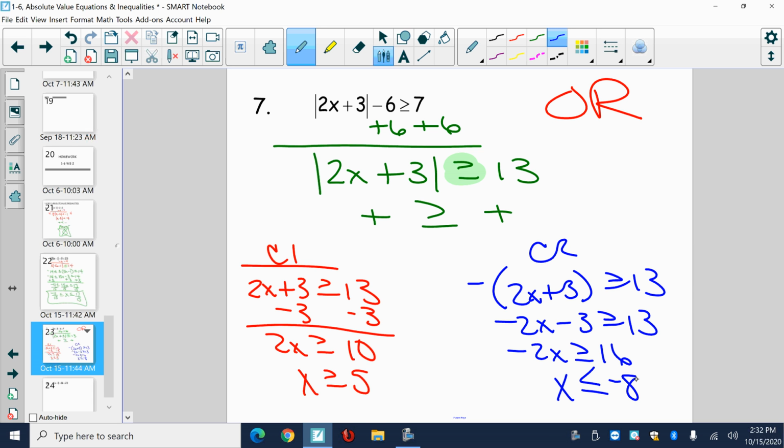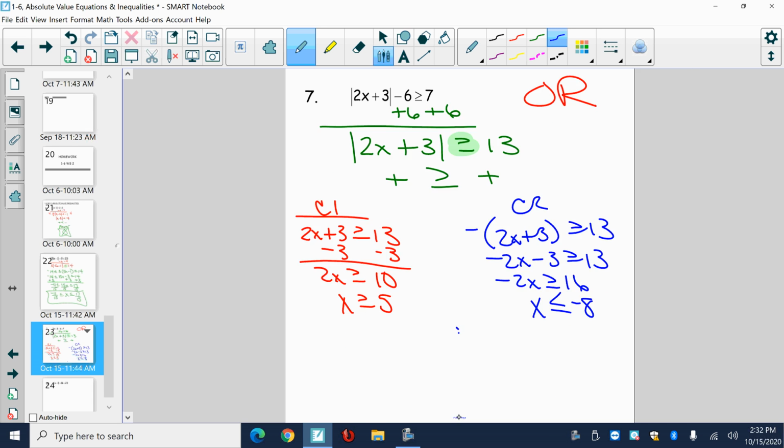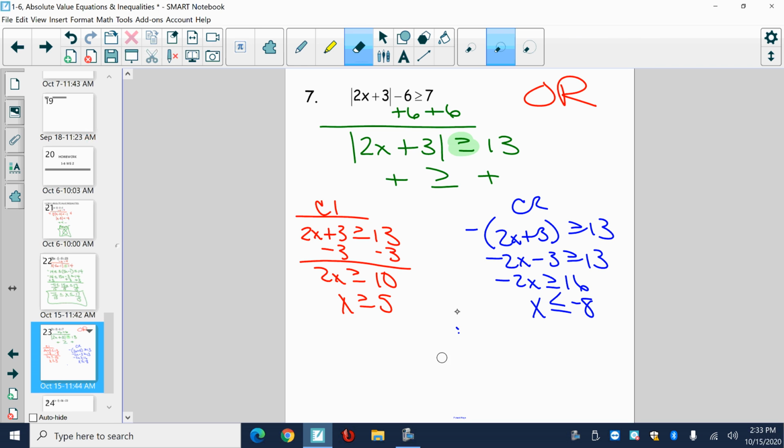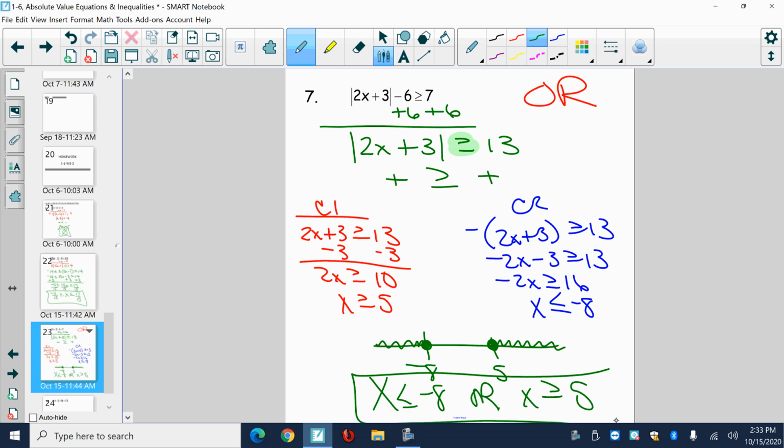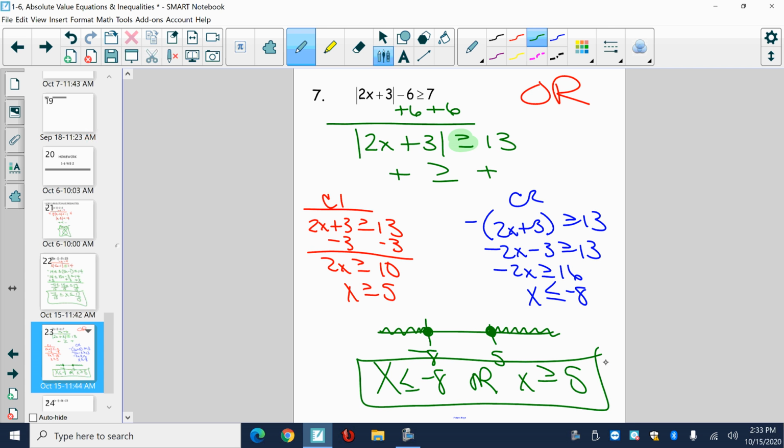So remember, an or statement is supposed to go in opposite directions. So if that's the case, I need to go ahead and put these on one number line. Negative 8 is down here, 5 is up here. At negative 8, it is a closed dot, and I'm shading down. At positive 5, it is a closed dot, and I'm shading above. So this is x is less than or equal to negative 8, or x is greater than or equal to 5. That is the answer I'm expecting to see.